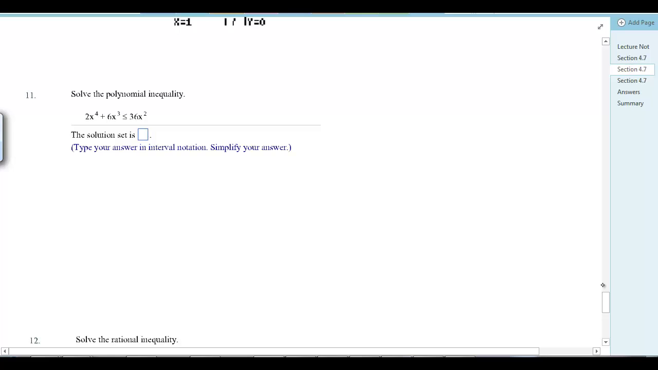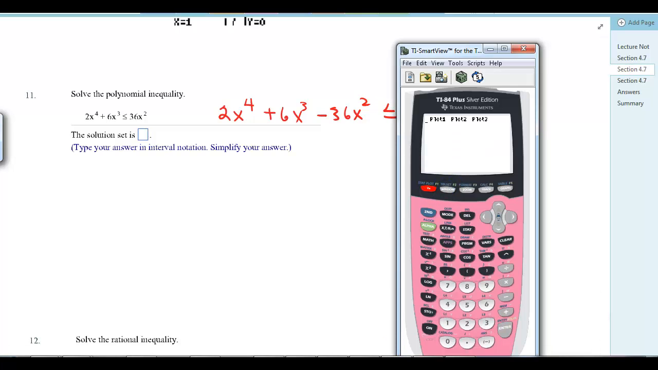All right, number 11. We've got to do the same thing. We've got to put that in the calculator. We do need to move this over. So we've got 2x to the 4th plus 6x cubed minus 36x squared less than or equal to 0. So we're going to clear that out and enter 2x to the 4th plus 6x cubed minus 36x squared. And we're going to hit graph.